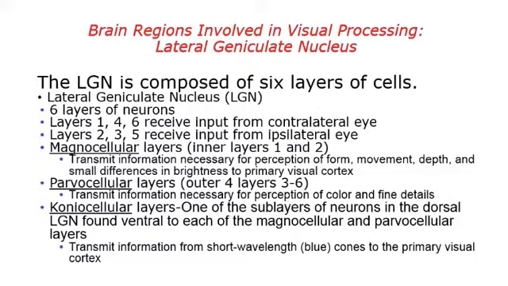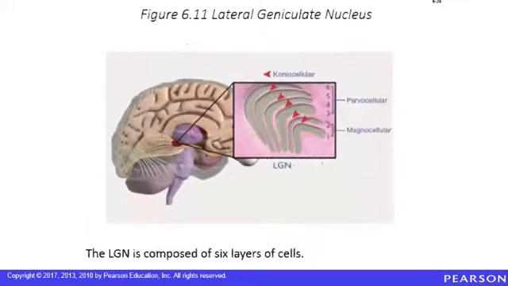And then we have the koniocellular layers, which are sublayers of neurons in the dorsal lateral geniculate nucleus that are just ventral to each of the magnocellular and parvocellular layers. And the koniocellular layers process information from blue cones, the short wavelength cones, to the primary visual cortex. So our ability to perceive blue or anything related to blue is thanks to the koniocellular layers.